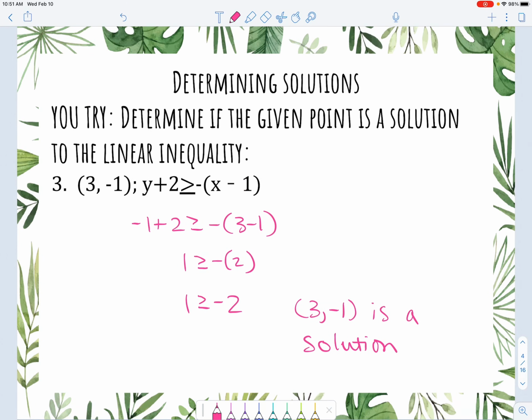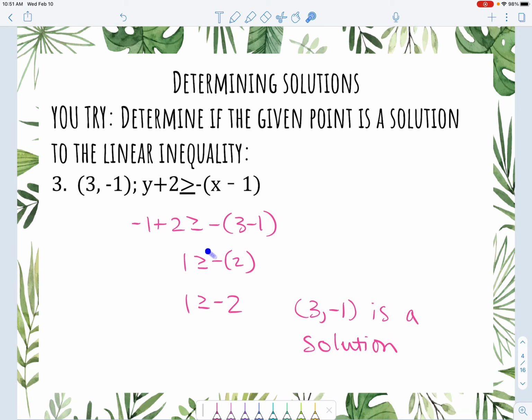All right, so here is the solution that I'm getting. This looks like a linear inequality in point slope form, and we're testing the point (3, -1). So we're replacing that x with a 3 and replacing that y with a -1. Careful not to drop your parentheses too early.